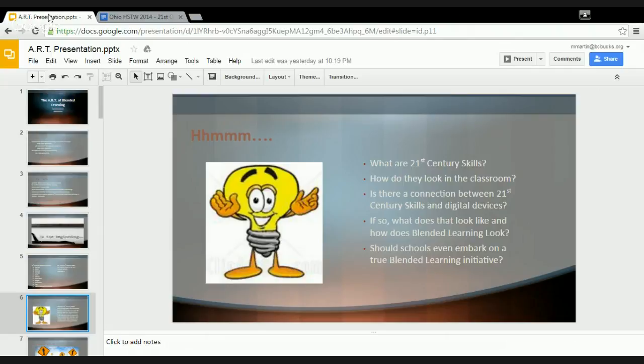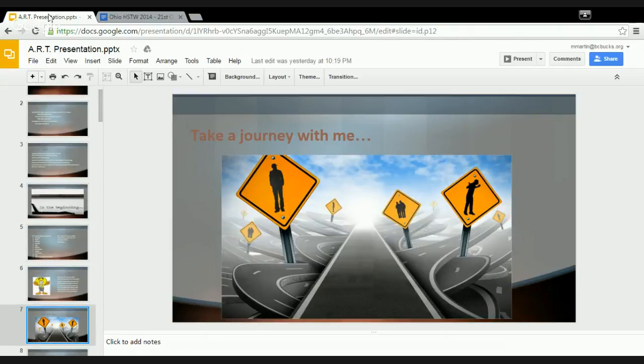And as a school who's embarking on a one-to-one initiative, should schools even embark on true blended learning initiatives? And I think they should, but I believe there's a lot of prep work that needs to go into that process that a lot of schools overlook. So if you don't mind for a few minutes to give you the backstory, let's just take a journey with me over the past 7 or 8 years.